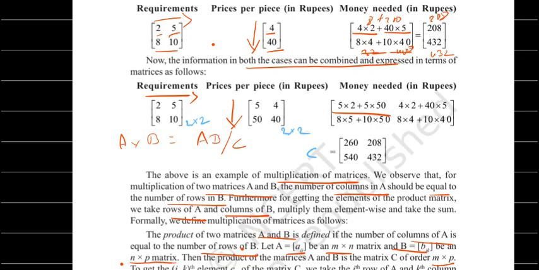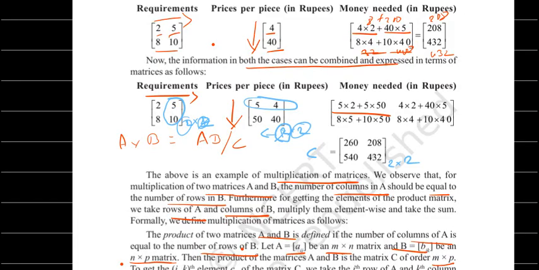In the formula itself, when we are multiplying matrices, the number of columns of one matrix should be equal to the number of rows of the other matrix. According to this, how many columns does the A matrix have? 2 columns. How many rows does the B matrix have? 2. When these two are common, this 2 and this 2 get cancelled, and the other numbers give the order, a 2 into 2 matrix.